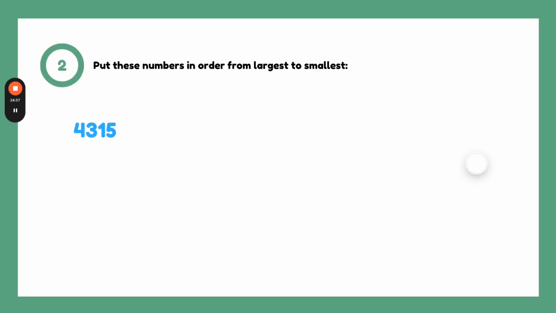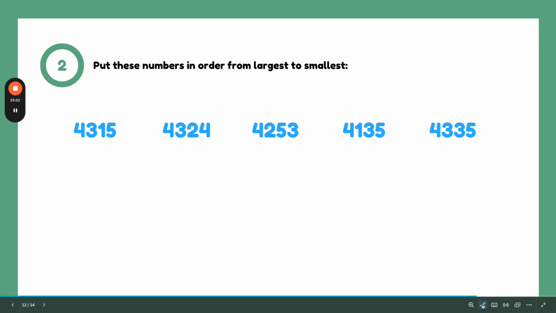But what if you had a list of numbers? So you had more than 2 numbers and you were asked to put the numbers in order from largest to smallest. Again, all our numbers are 4-digit numbers, which means we are only concerned with the thousands, hundreds, tens, and the units column in our place value table.